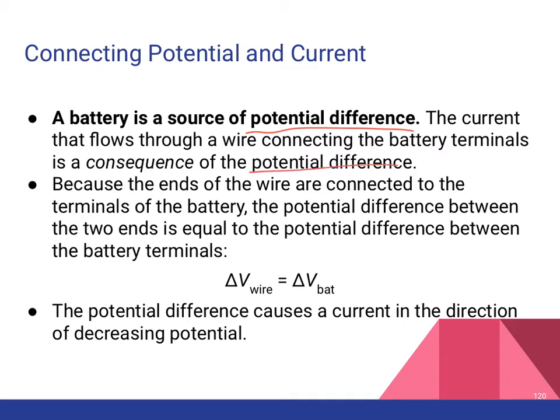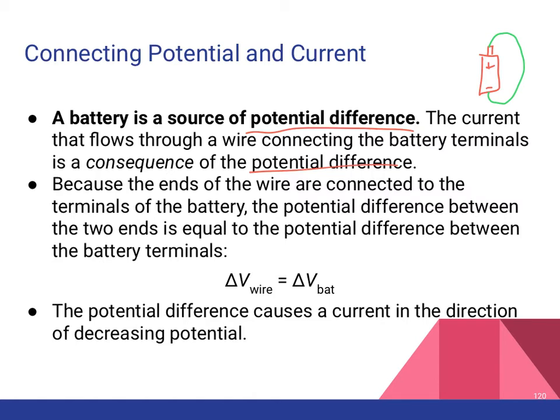Because the ends of the wire, so if I were to draw a little battery up here, I've got my positive side on top, my negative side on the bottom, and then there's just a little wire that connects the two together. Well, the wire is connected to the terminals of the battery, and there's a potential difference between the two ends, and that potential difference is equal to the potential difference of the battery.